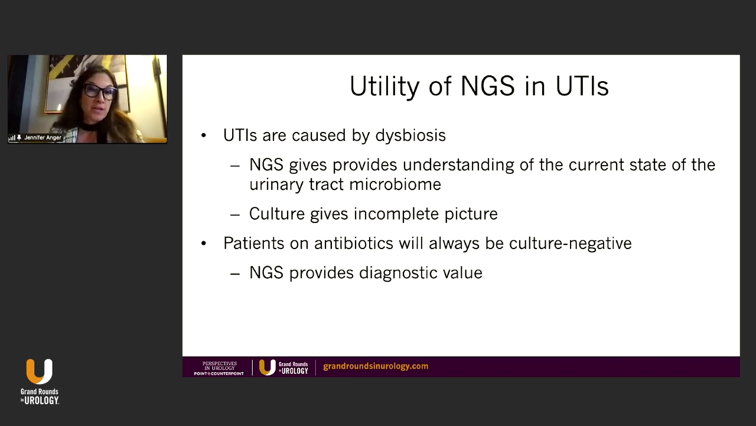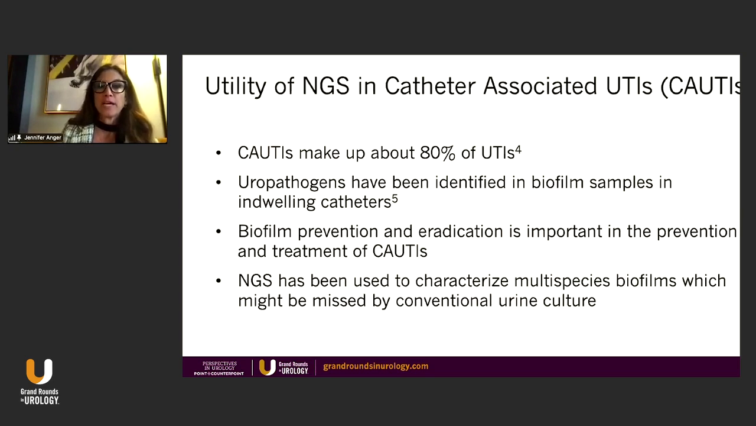Well, as we know, UTIs are likely caused by a dysbiosis or dysregulation of normal flora. Culture doesn't give us a complete picture. And what about the patient who has persistent symptoms on antibiotics? They're often culture negative because the bug is getting treated, but what if that bug develops resistance and it is there and it's causing pathology or cystitis, but is not actually identifiable by culture? So that's where next generation sequencing provides diagnostic value.